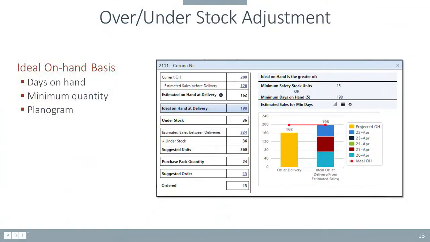We very clearly communicate exactly what those over-understock conditions look like so they can say, hey, look, this nice yellow bar, that's where you're at. You see that red line, that's where you're supposed to be. So a much clearer picture of why, when we do have an over-understock condition, we adjusted their order for those conditions.